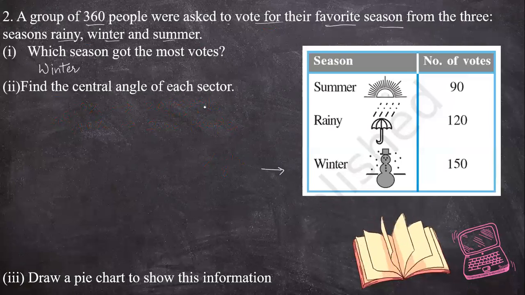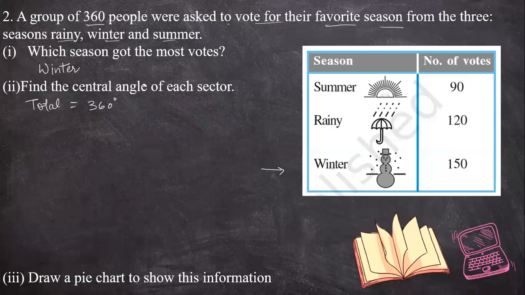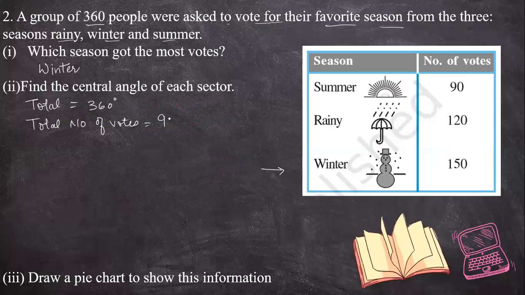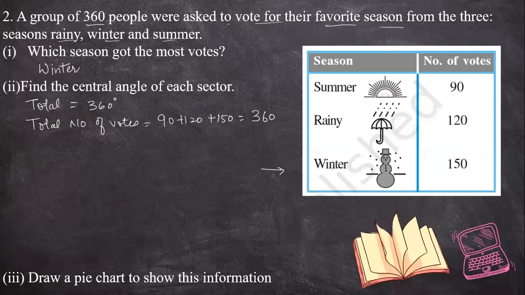Second, find the central angle of each sector. Now, we know that the total angle is 360 degrees. And here, the total number of votes: if I find the total number of votes here, you can see it is 90 plus 120 plus 150. So it will be 360. It's the same as 360.